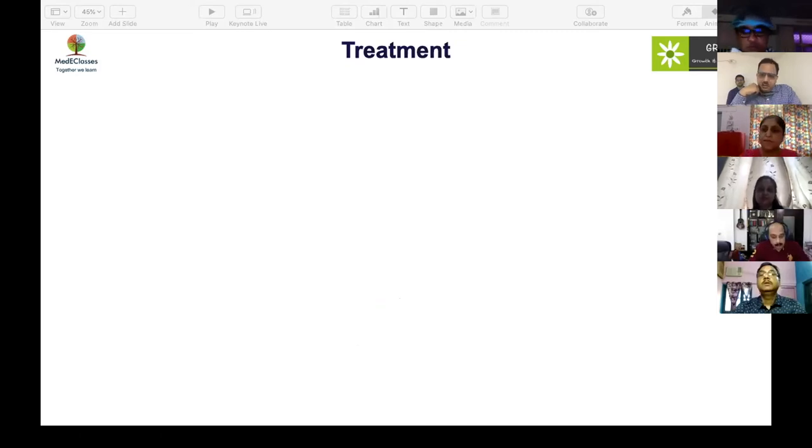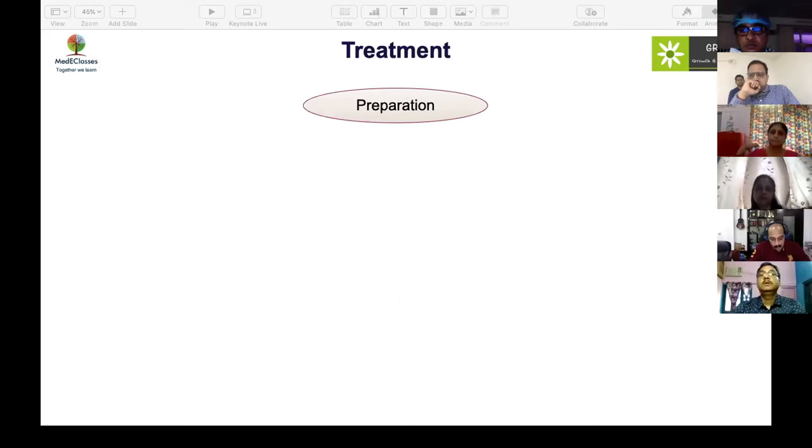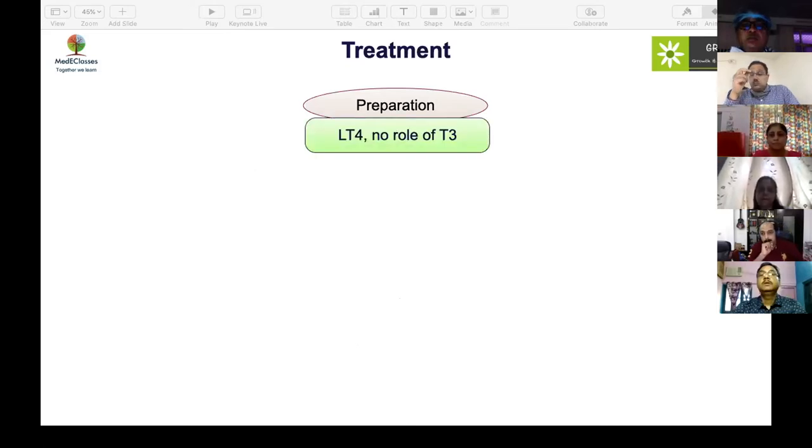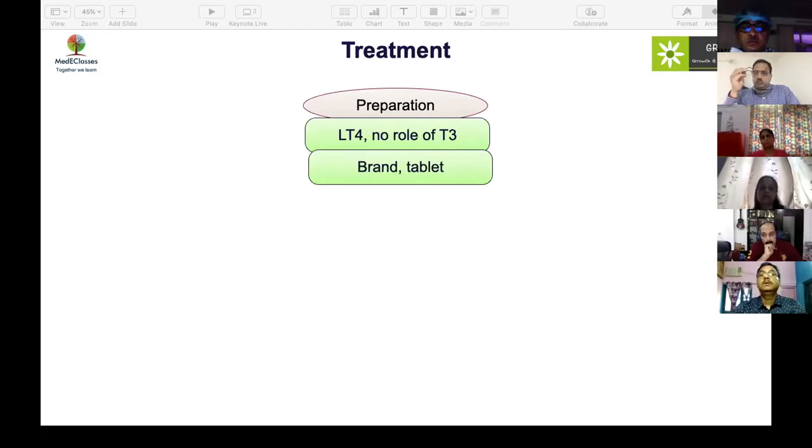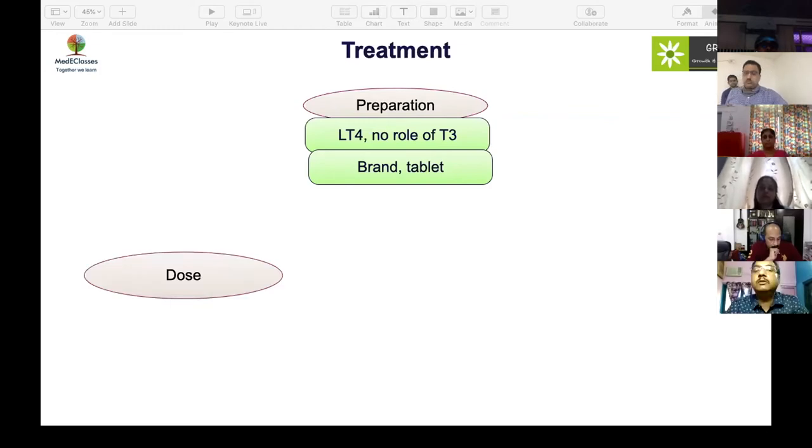Yes. So TSH is very high and this is a 10-day-old boy. And we have to see whether the child is actually not having a thyroid gland or something else. So we have to prepare for that, how to do the ultrasound. L-thyroxine is the treatment of choice. Even though we know that T3 is the most active form, T4 is to be given, and a branded tablet is to be given, because this is a very vital, important thing.